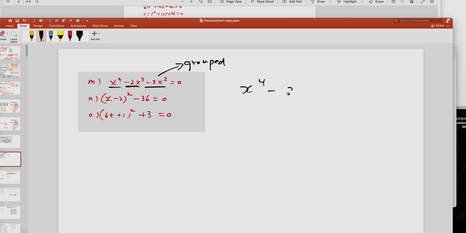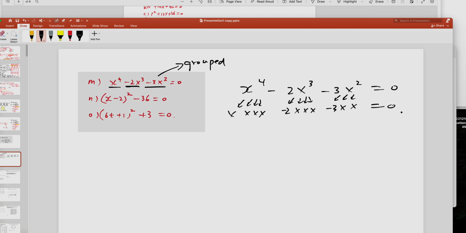So what do you do next? Can you try? Split. This one, how do you split? Minus 2, x, x, x, right? This one, how do you split? Negative 3, x and x equals to 0, right?